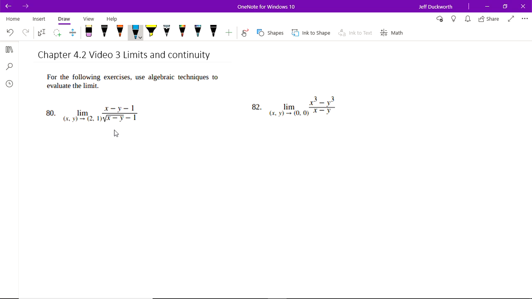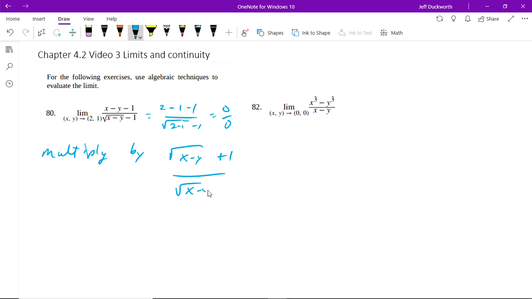You certainly had problems like this in the past. So with this, if we plug in the 2 for x and the 1 for y, we get 2 minus 1 over root 2 minus 1, which is 0 over 0. So what we're going to do is multiply by the conjugate of our denominator, where you see the radical. If it was in the numerator, we'd multiply by the conjugate there. So we're going to multiply everything by root x minus y plus 1 over root x minus y plus 1.